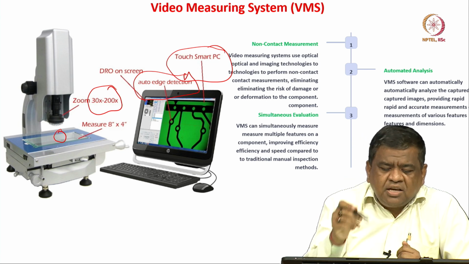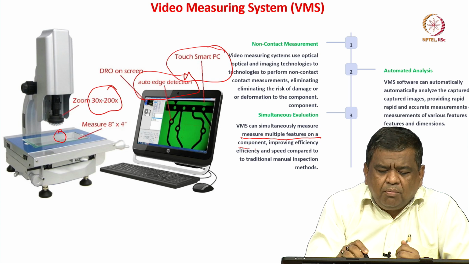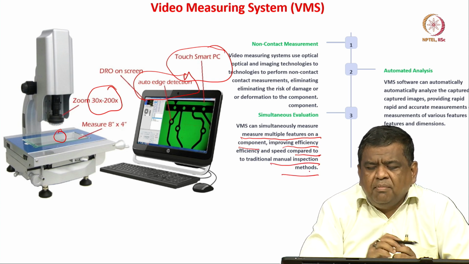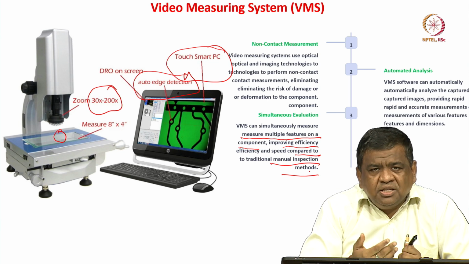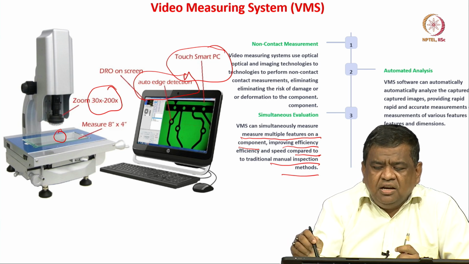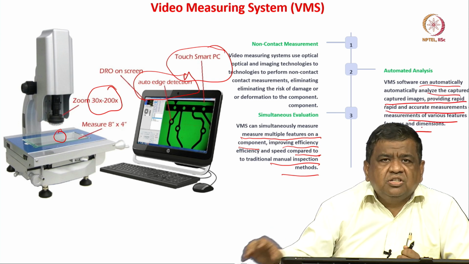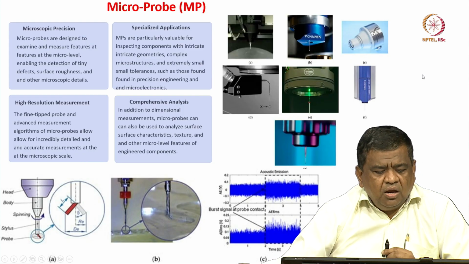And what can you simultaneously measure? You can simultaneously measure multiple features of a component. It improves efficiency and speed compared to traditional manual inspection. So, the video measuring system is essentially more for automated analysis, and it can automatically analyze the captured images, providing rapid and accurate measurements of various features and dimensions.